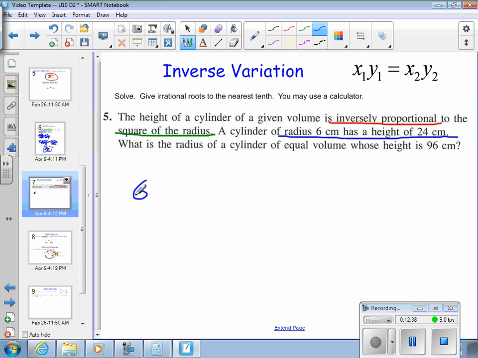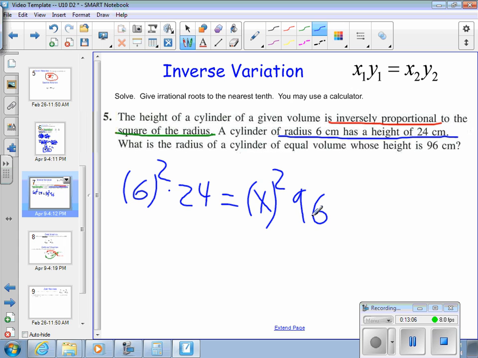So my radius squared times the height equals, what is the radius? Okay, there's my variable, x, squared, and the next height is 96. And notice it's saying they're of equal volume. That allows me to use this equal sign. Okay, so in order to get my x squared by itself, I'm going to need to divide both sides by 96.